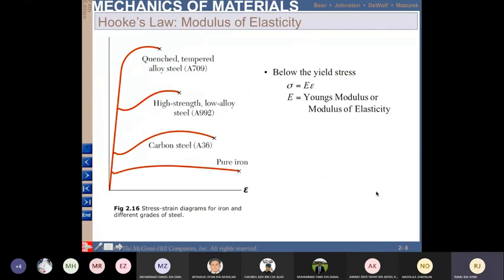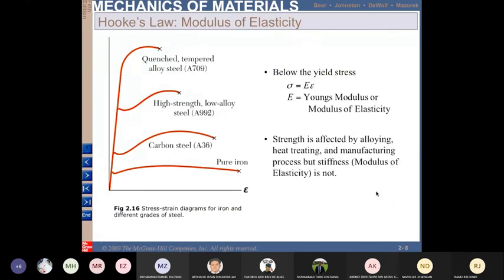Do you understand? What did I say? So this is the region of the elastic. This is the elastic region in which Hooke's law is applied.